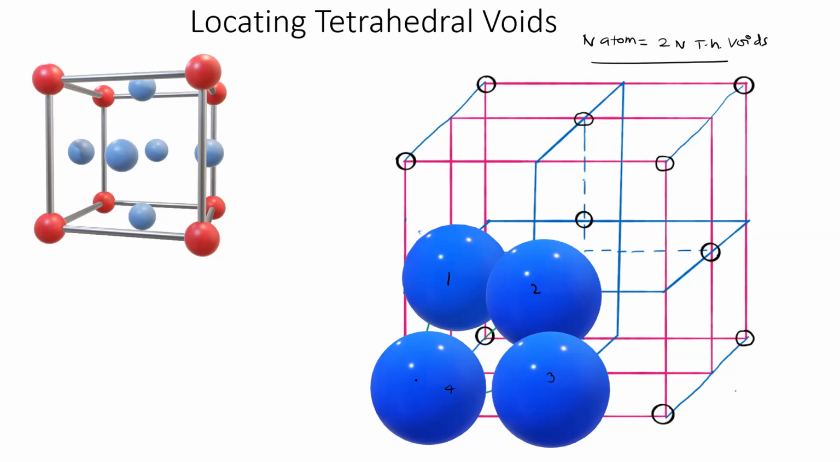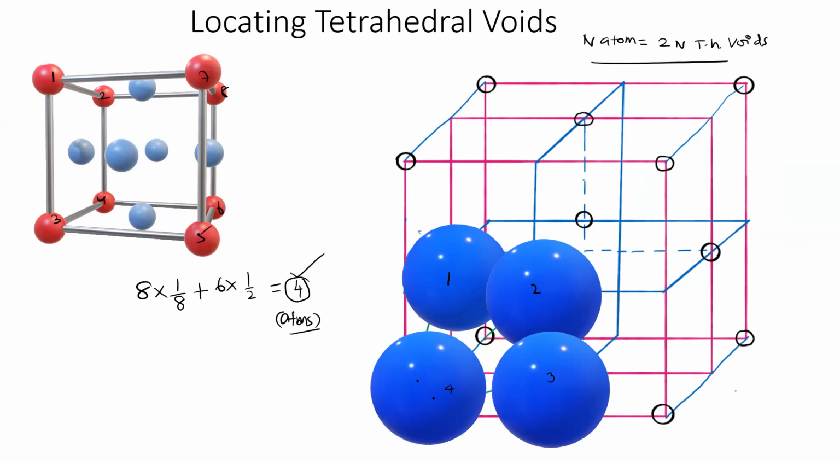Okay. Let us check how 2n tetrahedral voids are there. How many corner atoms? 8 corner atoms. So here 1, 2, 3, 4, 5, 6, 7, 8. One corner atom's contribution is 1 by 8, plus 6 face-centered atoms, where one face-centered atom's contribution is 1 by 2. So totally how many atoms are present in this unit cell? 4 atoms, because it is a face-centered unit cell.